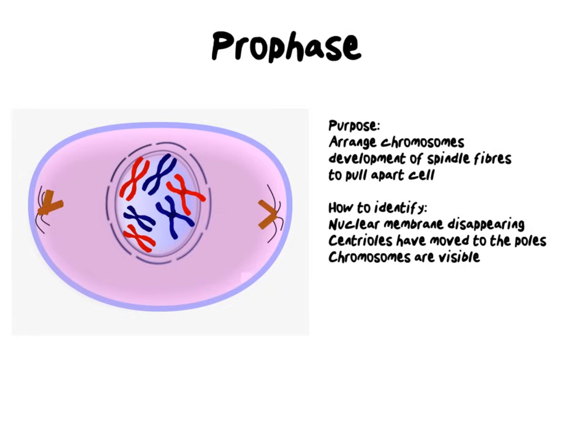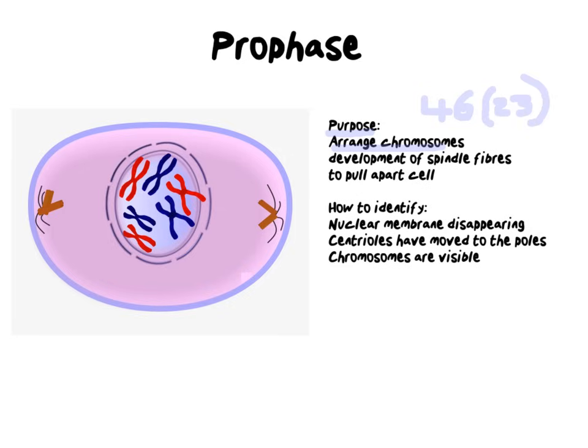And essentially, prophase is the very early stages of our splitting of the cell. And the purpose of our prophase is to first of all arrange the chromosomes. Now, the chromosomes come in pairs. And that means, for example, in humans, we do have 46 chromosomes, but they are in pairs. And so that means we have 23 pairs in total.